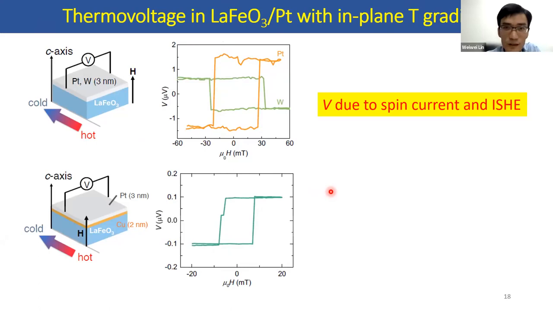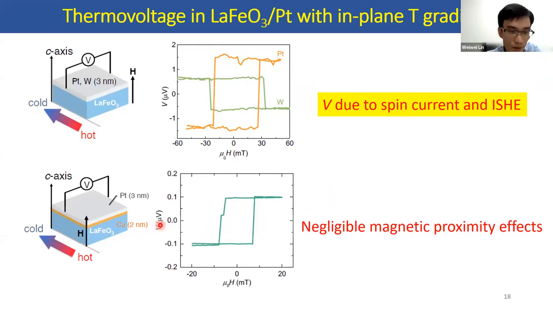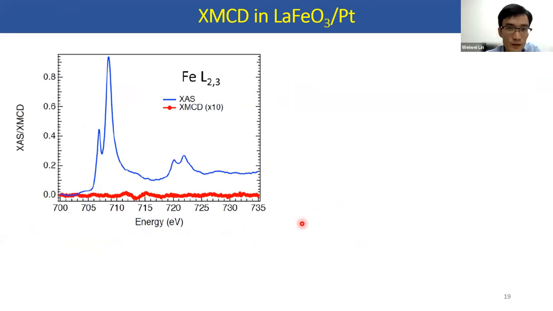Also, the voltage indeed is inverse spin Hall effect. Also, the insert copper result indicates a negligible magnetic proximity effect in this measurement. To further check if there is a magnetic proximity effect, we did the XMCD measurement. Here we show the XMCD measurement for the lanthanum ferrite. There is no detectable XMCD signal from the iron.